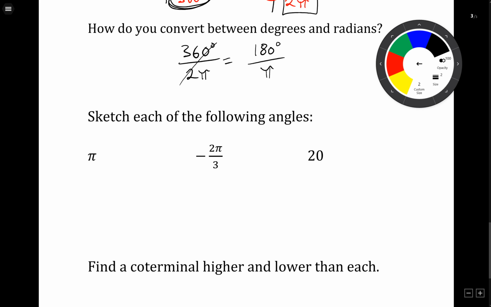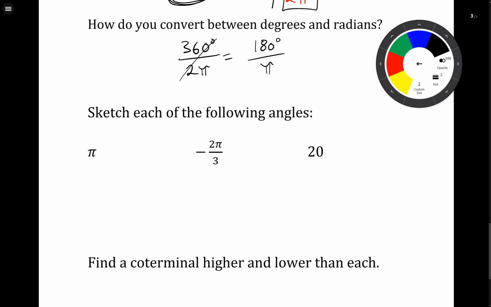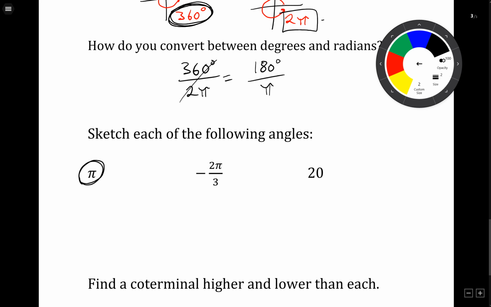So let's think about what some of these angles look like. If I know that pi is, well, how does this relate to 2 pi? If 2 pi is the whole way around, wouldn't pi be half of the way around? So here is my angle. It's pi. It's half of the way around the circle. And notice when we did our conversion factor, we knew that 180 degrees and pi were equivalent. Interesting.